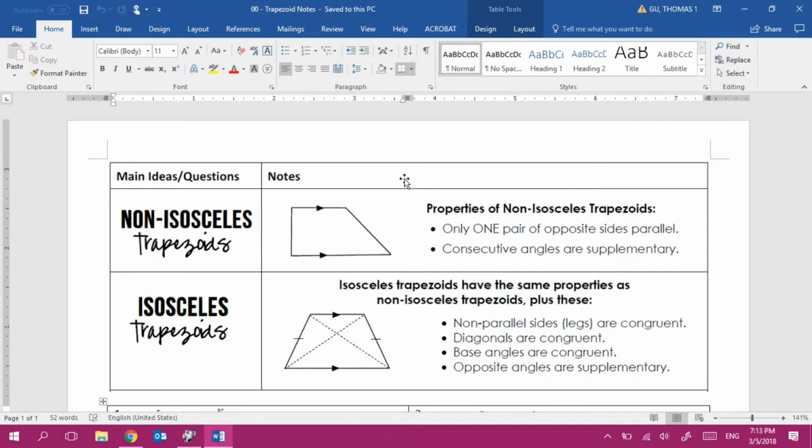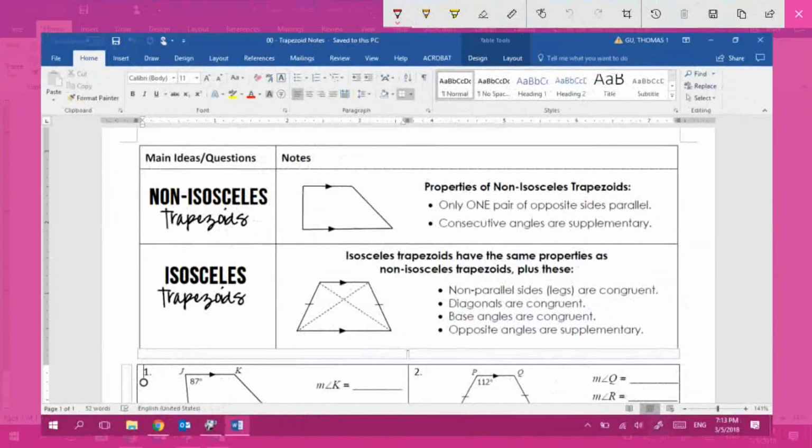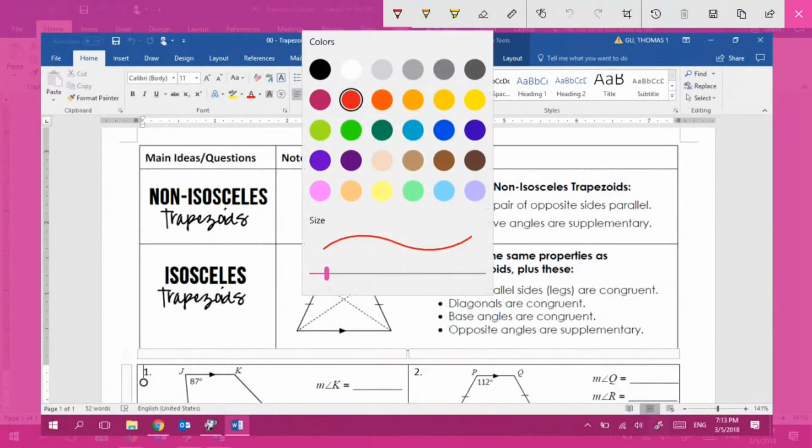Today, our notes cover the ever amazing quadrilateral that is called a trapezoid. Today we're going to learn about normal trapezoids and isosceles trapezoids. So let's take a look at them. For non-isosceles trapezoids, let's read this together. I'll highlight where I'm reading.